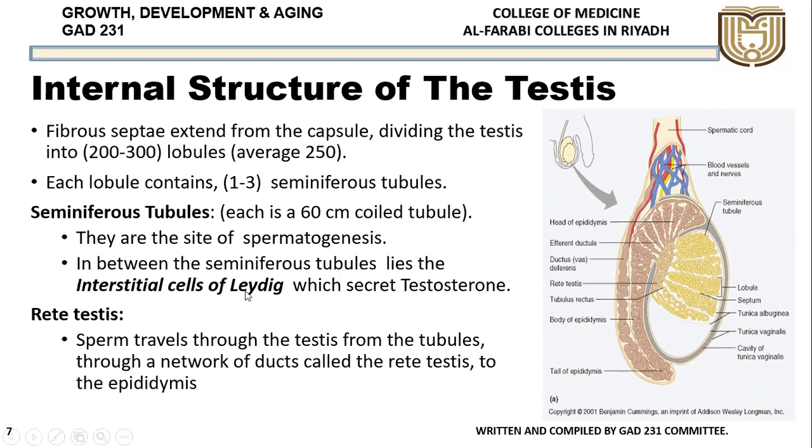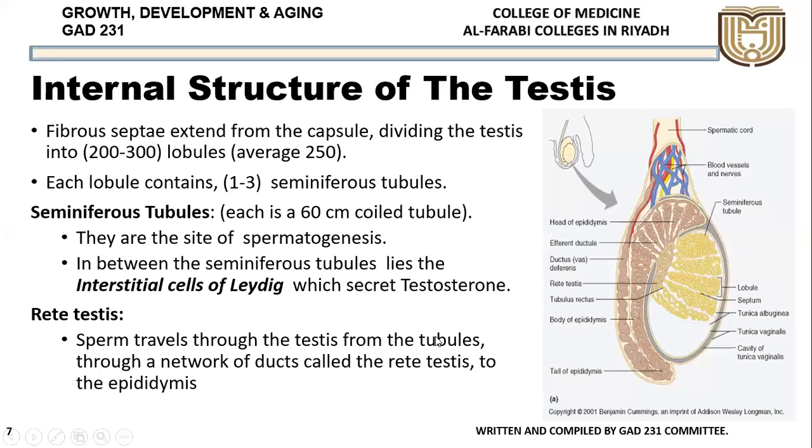The main function of these interstitial cells of Leydig will be the production of the male hormone called testosterone. So, very important. These interstitial cells of Leydig will secrete the testosterone. Then we have something called the rete testis here.